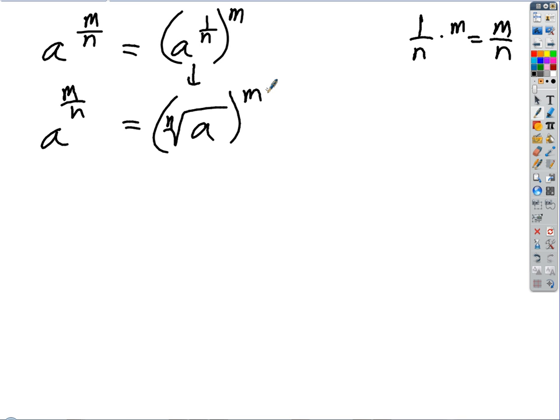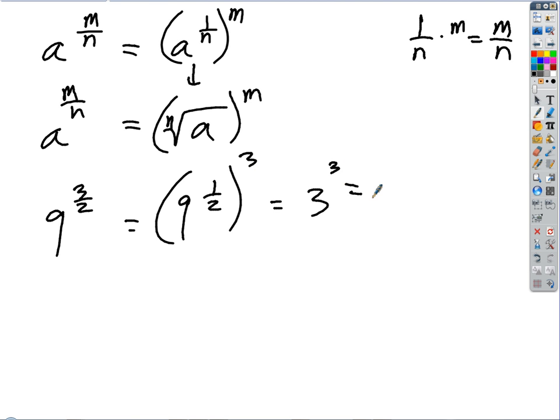I'll give you some examples. What if we have something like 9 to the 3/2? That looks complicated, but it's very simple. You always start with the bottom. That's the same thing as saying 9 to the 1/2 cubed. And what's 9 to the 1/2? Well, it's the square root, right? What's the square root of 9? 3 cubed equals 27. See how that works?